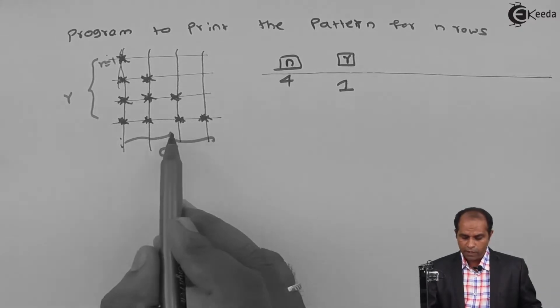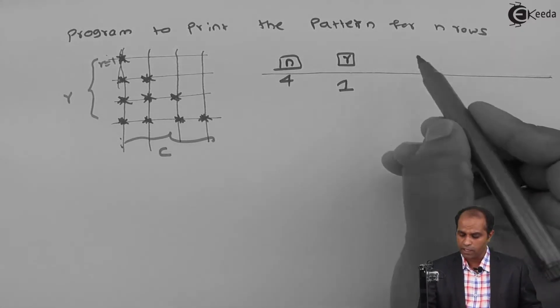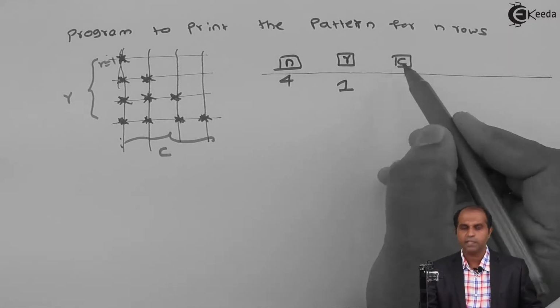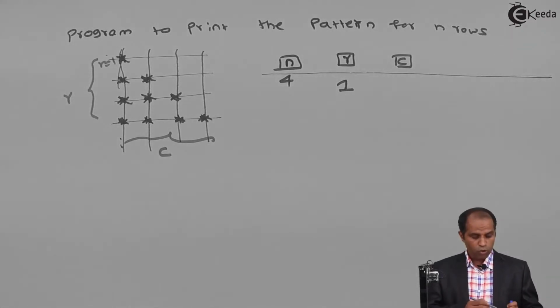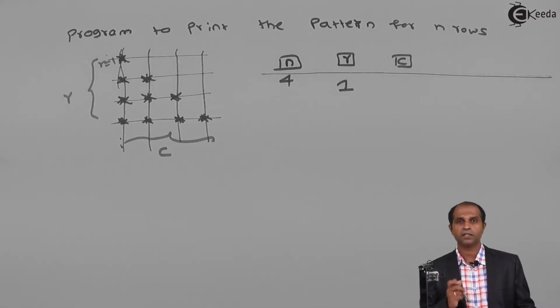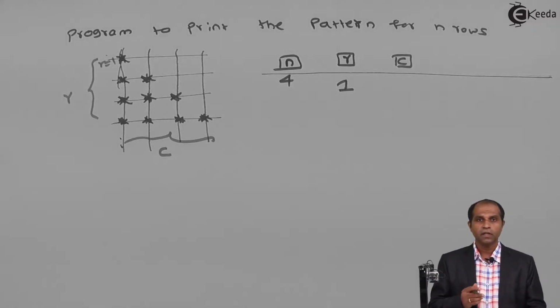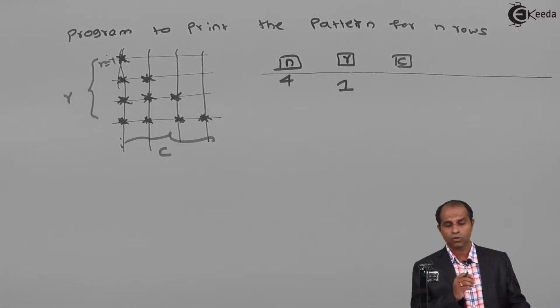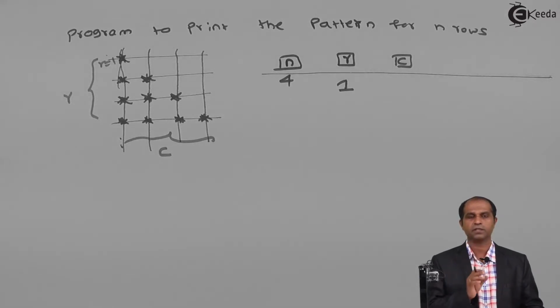So let's assume that the asterisks are printed using a variable called c. So I'll use a variable called c at this place. Do take a close look at this particular video so that you can understand the entire concept. If there is a small change in the pattern, then also you can carry out the same analysis.